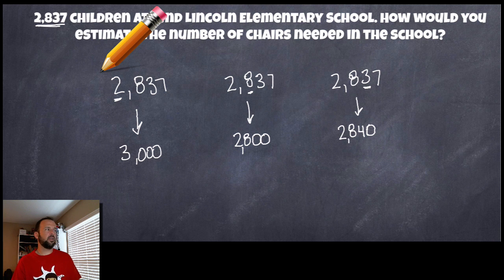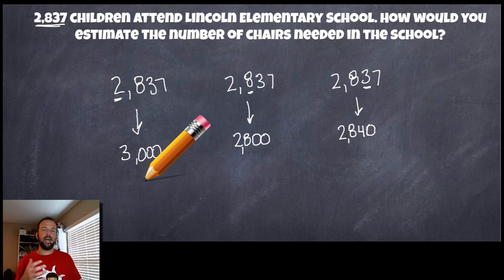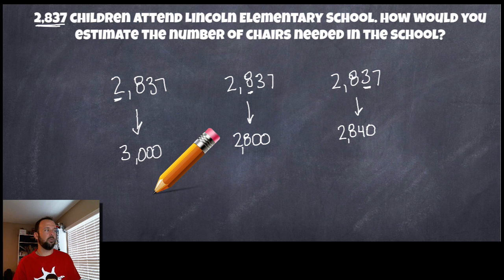Now, when I round this number to 3 different place values here, I rounded to the thousands, I rounded to the hundreds, and I rounded to the tens. I get 3 different numbers, right? When I round to the largest place value, that thousands place, I get a number bigger than what I started with. In the last example, we got a number smaller, right? So that one didn't work. But in this one, I get a number bigger.